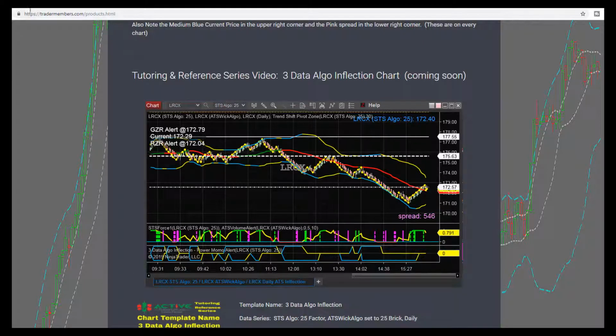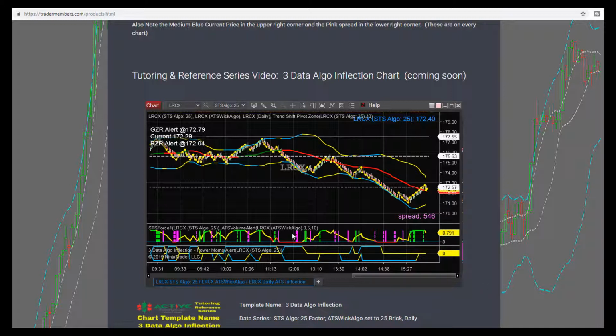I'm on our tradermembers.com site under products, which is open to the general public to look at this list of templates. This is a reference area for our traders to find videos on how to repair and rebuild charts and find reference material, what all is included.